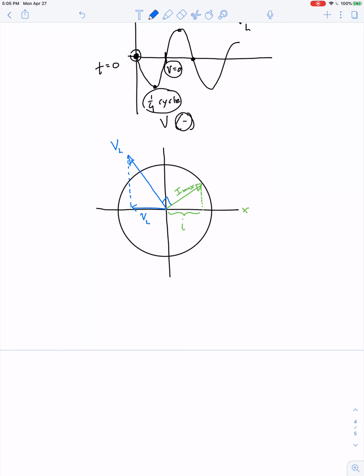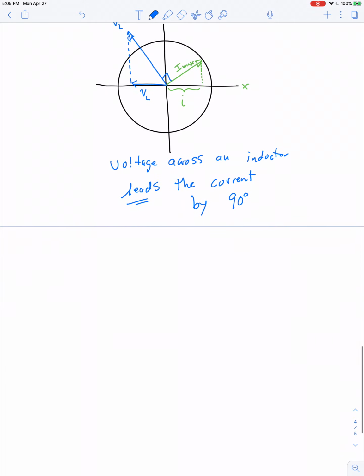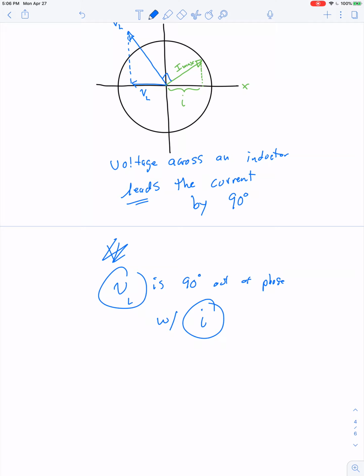Some say that the voltage across an inductor leads the current by 90 degrees. Or in other words, the instantaneous voltage across an inductor is always 90 degrees out of phase with the instantaneous current in the circuit. Well, that's the nature of inductors, right?